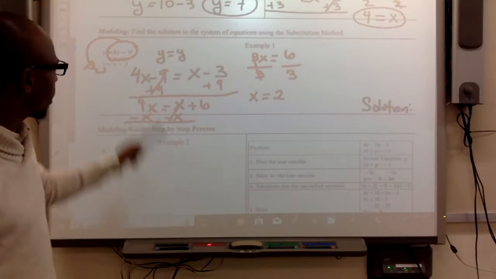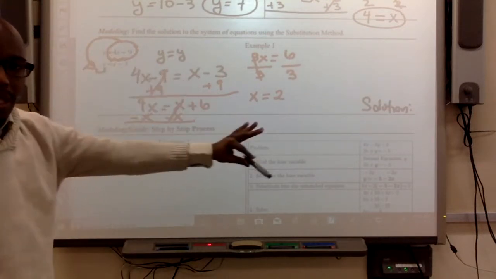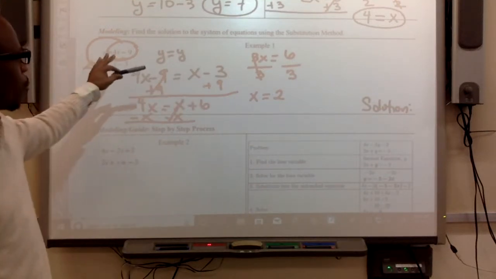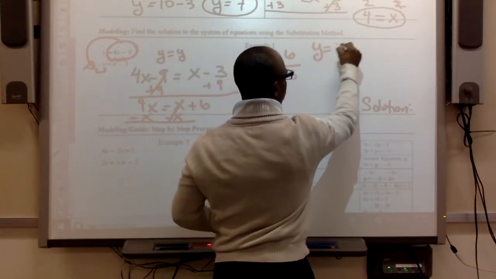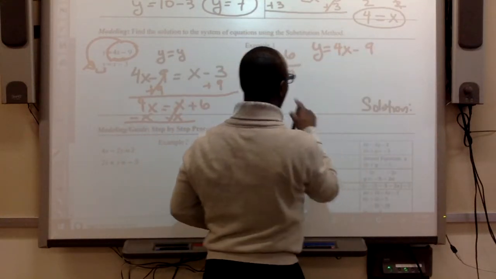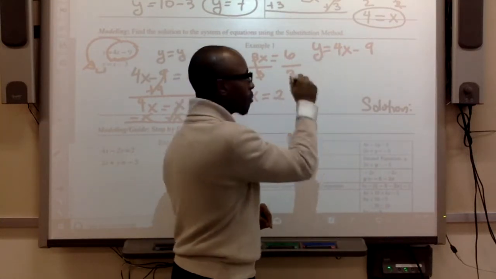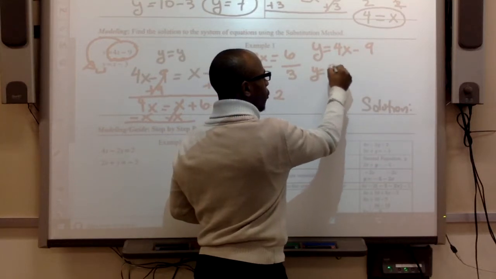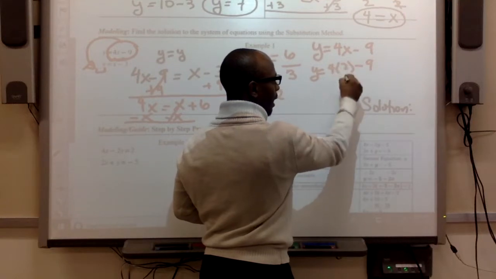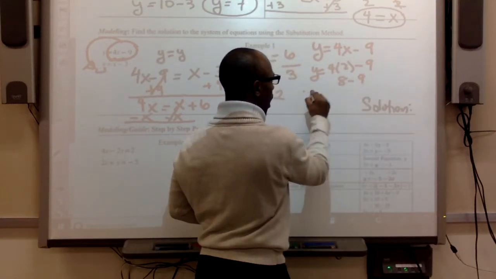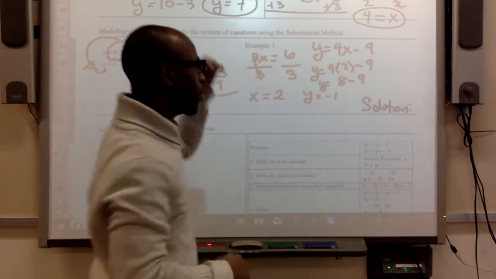For now, let me plug it into the first one, which says y is equal to 4x minus 9. I'm going to plug in my x value. Y is equal to 4x minus 9. Everywhere I see an x, I'm going to plug in 2. So now I have y is equal to 4 times 2 minus 9. Right? This means y is equal to 8 minus 9, which means y is equal to negative 1.